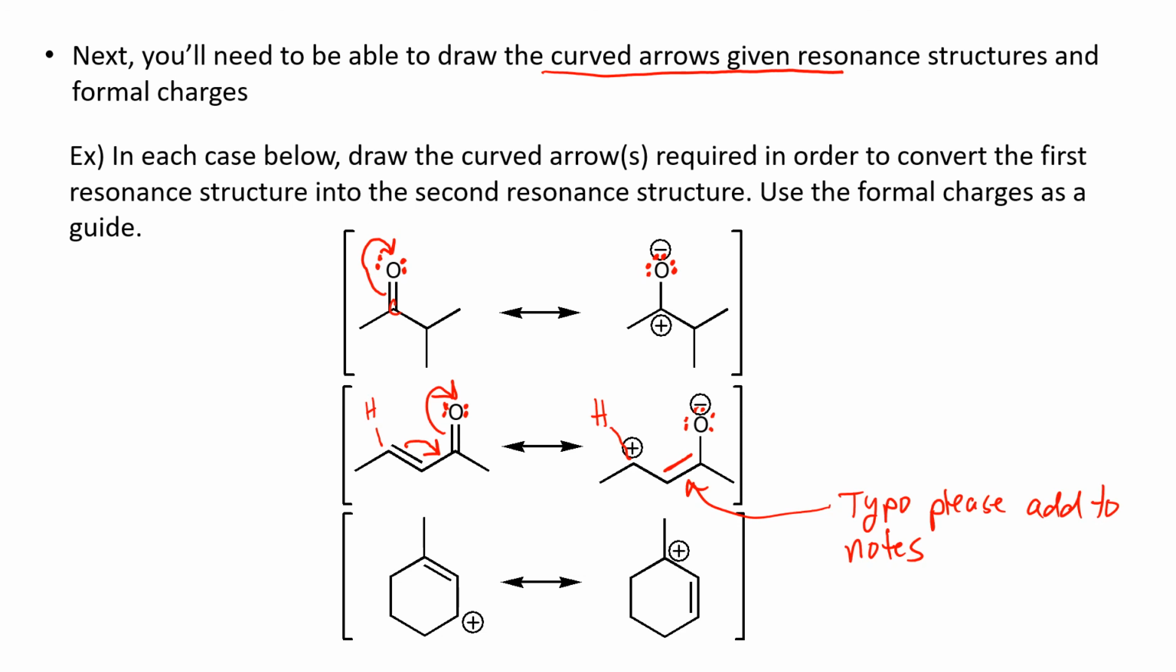All right, in our last example, we show the pi bond moving. So the electrons from that pi bond are going to move into that carbon-carbon system, and it's going to leave a positive charge behind. And that's the only arrow you need.